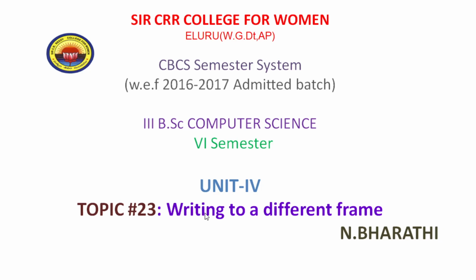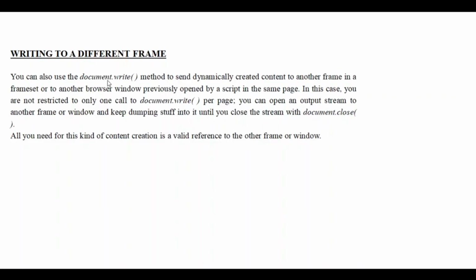Writing to a different frame. You can also use the document.write method to send dynamically created content to another frame in a frame set or to another browser window previously opened by a script in the same page. So we can write content from one frame to another frame or one page to another page dynamically. We can use the method document.write.